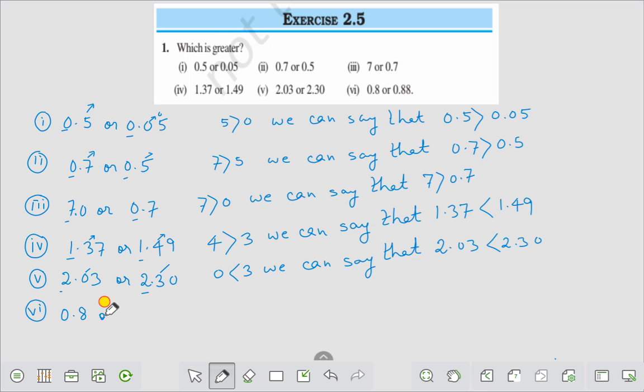Now question number 6 is 0.8 or 0.88. Here you can write 0.8 as 0.80. Right? Now here you see that in the ones place both are the same. It is 0, it is also 0. In the tenth place it is 8 and it is also 8. In the hundredth place it is 0 and it is 8. Since 0 is less than 8, therefore we can say that 0.80 is less than 0.88.